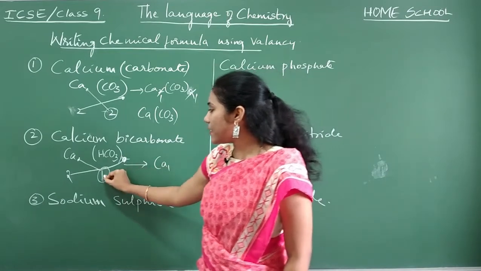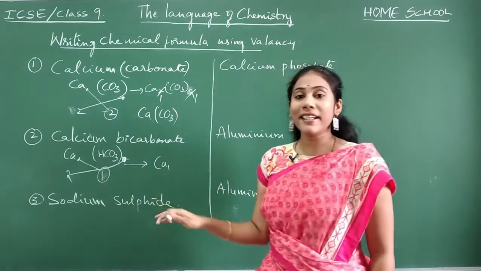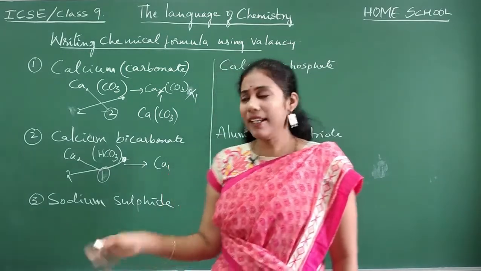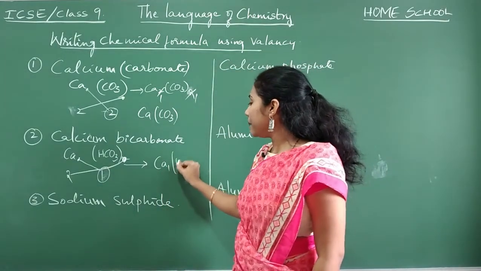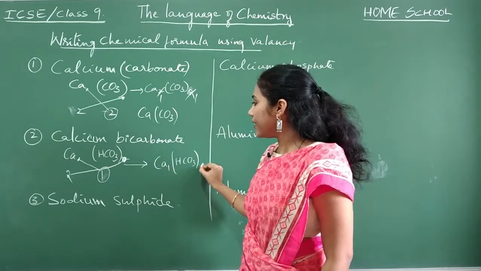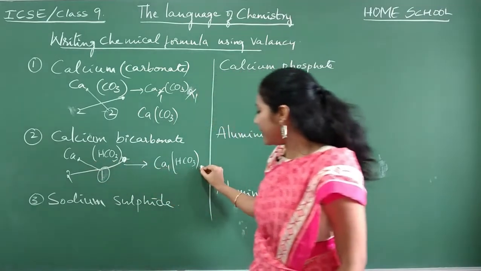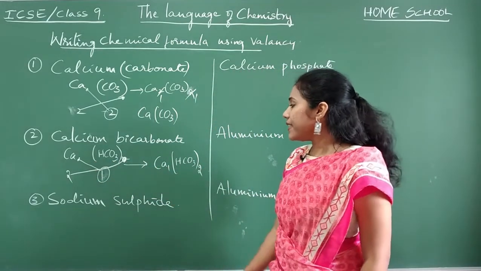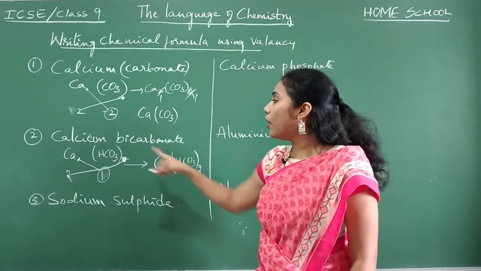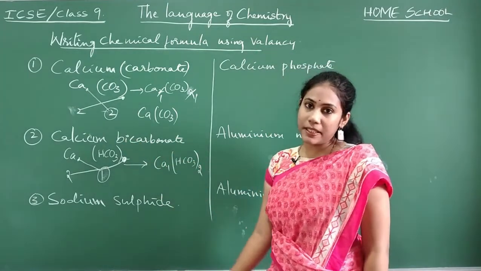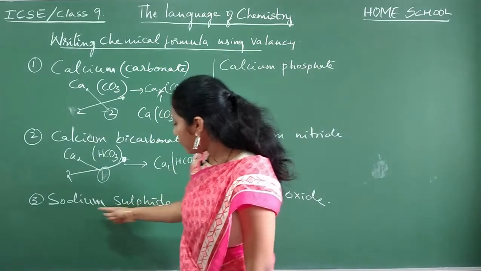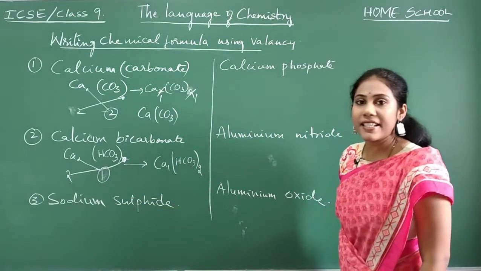Ca1. Yes, this is 1. And if you indicate 1 or don't indicate it, it will not make any difference. Leave it. And bicarbonate, HCO3 in a bracket. And what digit are you writing here? This one, isn't it? So 2. Ca(HCO3)2 is the formula of calcium bicarbonate. Fine. And coming to the next compound, sodium sulfide, guys.